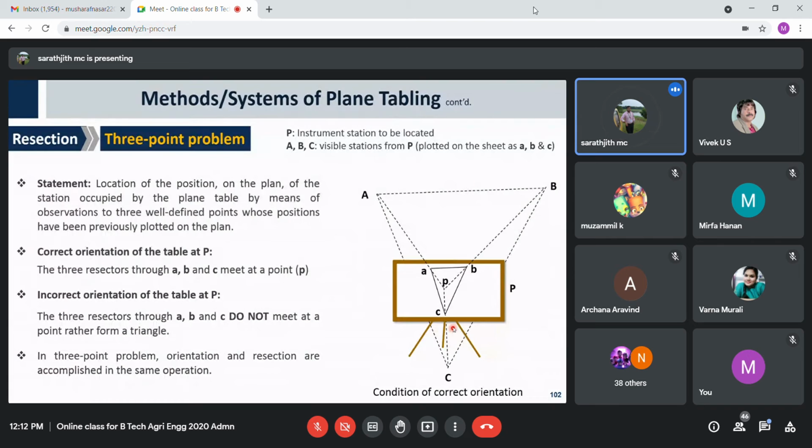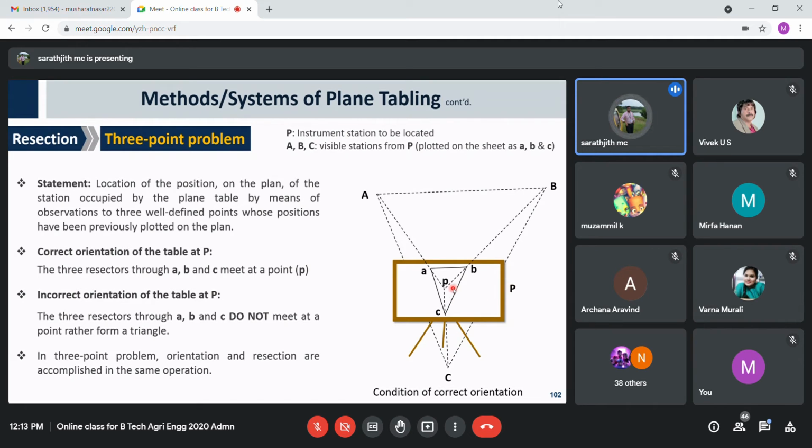Okay, and we know the three points, which means three known points are available. In this case, we have A, B, and C. These are the three known points or the known stations. And with this, you are going to orient your table at the station P. So you make use of three known points. That is why it is called the three-point problem.